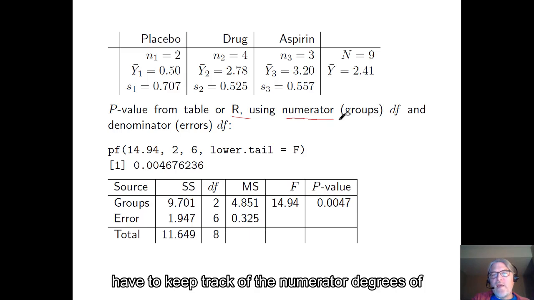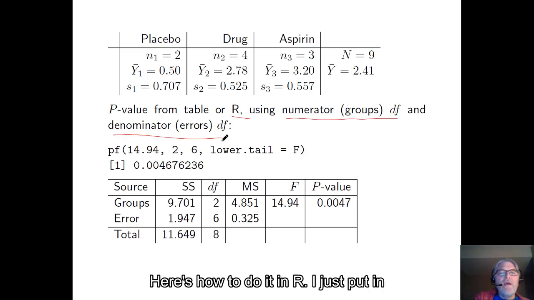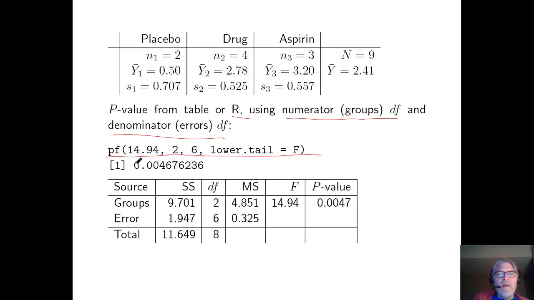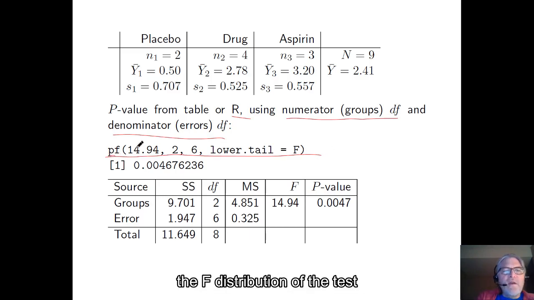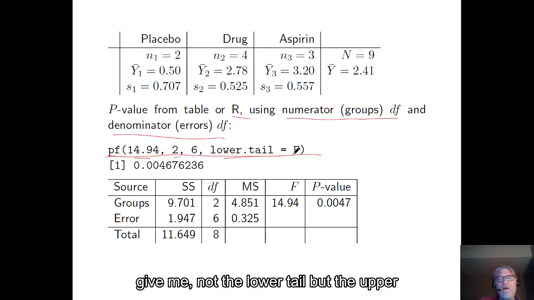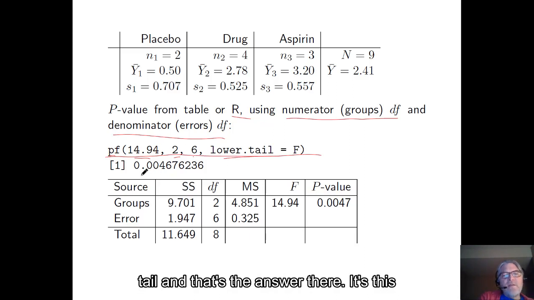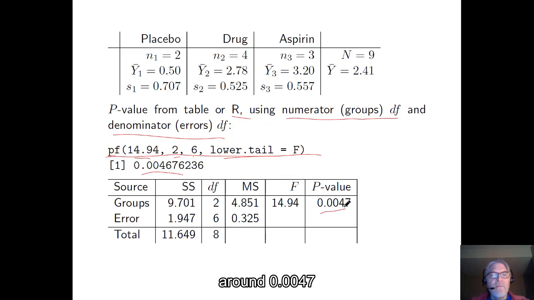As I mentioned, we have to keep track of the numerator degrees of freedom and the denominator degrees of freedom. Here's how to do it in R. I just put in pf, for the probability from the F distribution, of the test statistic, 2 degrees of freedom, 6 degrees of freedom, and I asked it to give me not the lower tail, but the upper tail. And that's the answer there. It's this very small number. So our p-value is right around 0.047.